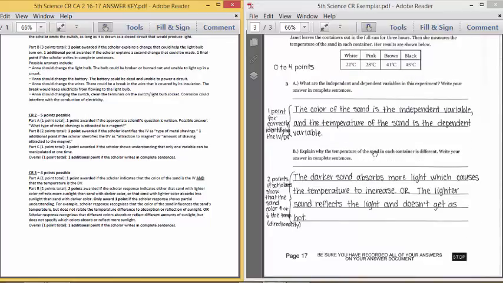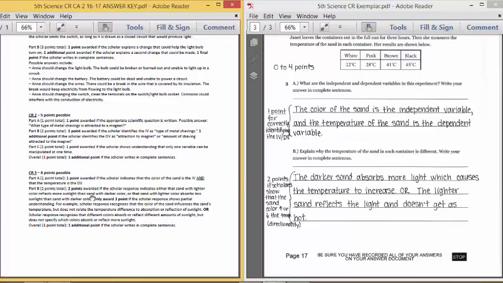Part B asks scholars to explain why the temperature of the sand in each container is different. What do they think? So the big thing is scholars need to show directionality. They need to tell that the darker sand absorbs more light, which causes the temperature to increase, or that the lighter sand reflects the light and doesn't get as hot.